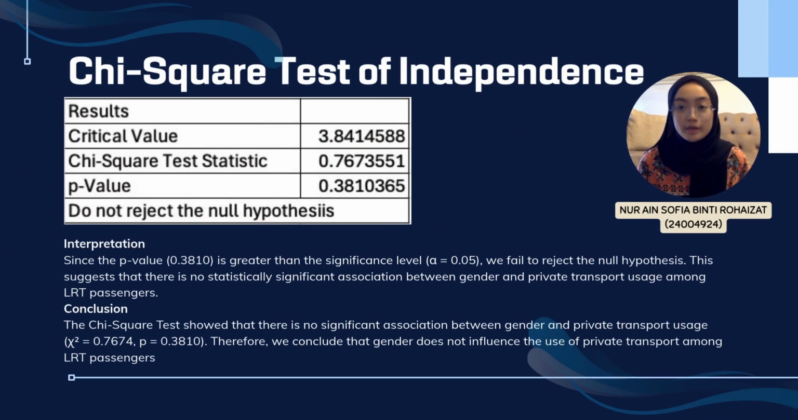Looking at our result, we can now interpret the findings. Since our p-value of 0.3810 is greater than the significance level of 0.05, we fail to reject the null hypothesis. This means that there is no statistically significant association between gender and private transport usage among LRT passengers.